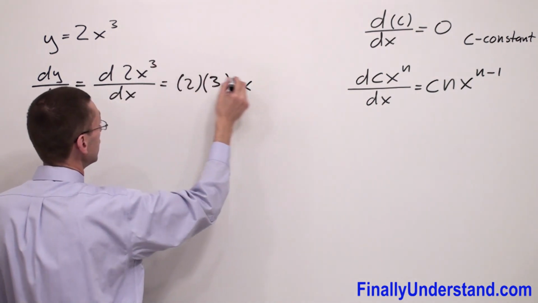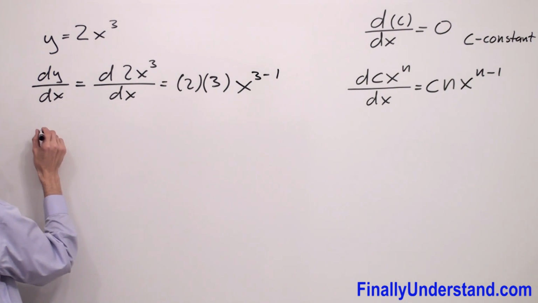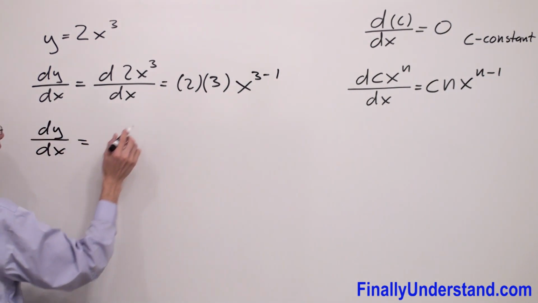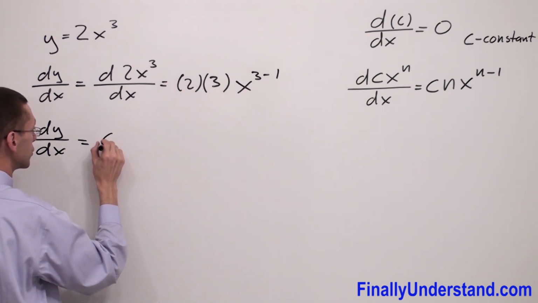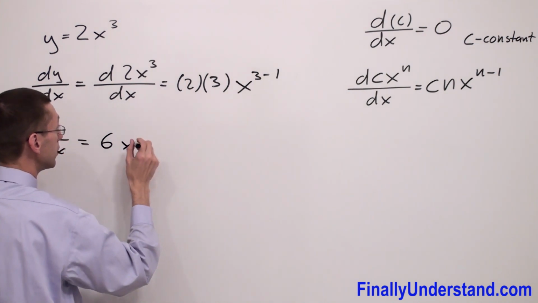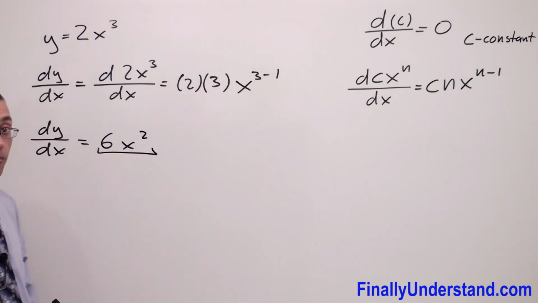So I have 3 minus 1. So I can write that dy over dx is equal to 2 times 3, which is 6, x to the power 3 minus 1, which is 2. And this is the solution to my problem.